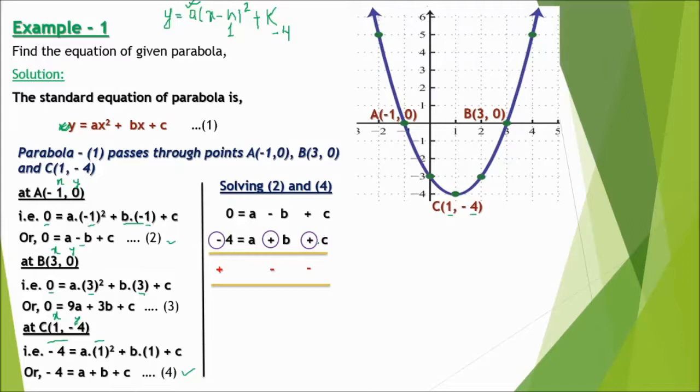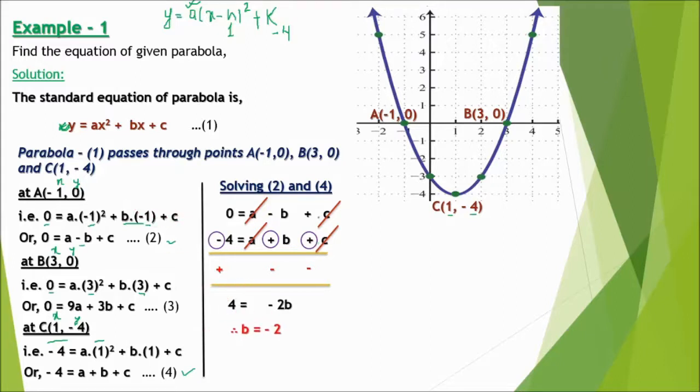Now we can cancel c and c, and we can cancel a and a. That's our purpose, isn't it? We did this just to cancel two unknown variables, and the remaining known variable is simply b, that is minus 2b, which is equal to plus 4.